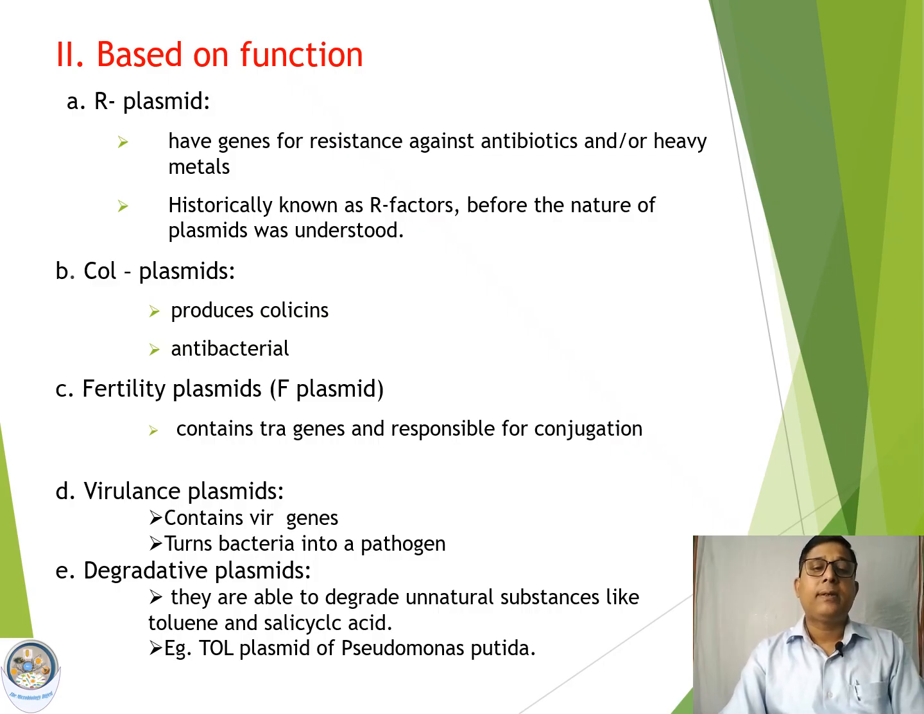The fifth type is the degradative plasmid. Degradative plasmids are able to degrade unnecessary substances like toluene or salicylic acid. The TOL plasmid, for example, is found in Pseudomonas organisms. These plasmids are capable of degrading unnecessary substances like salicylic acid and toluene, so they are called degradative plasmids.